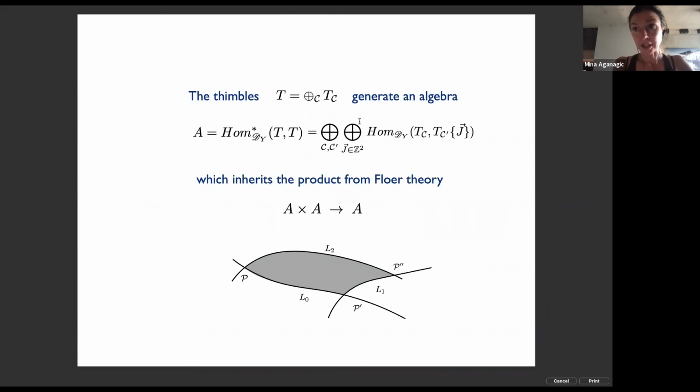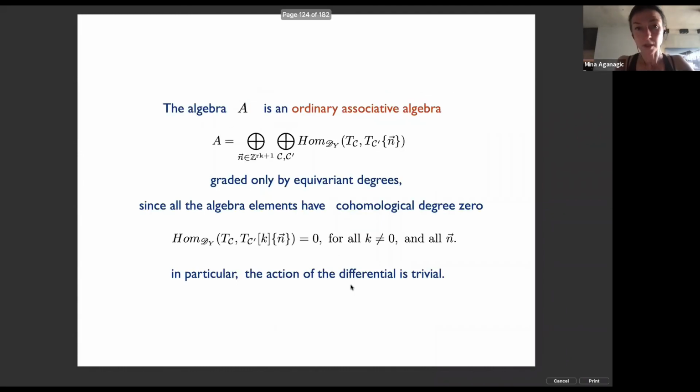These thimbles generate an algebra which inherits a product from Floer theory. That's always true. What's special here is that the algebra turns out to be an ordinary associative algebra that's graded only by equivariant degrees, because all the algebra elements have cohomological degree 0. We can compute those because, as I explained, one knows how to compute Maslov indices of everything in this theory.